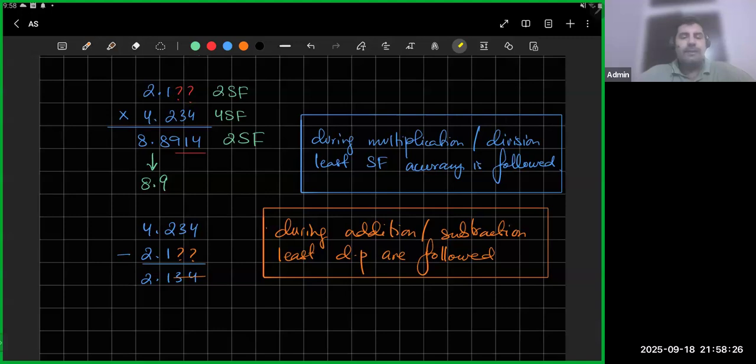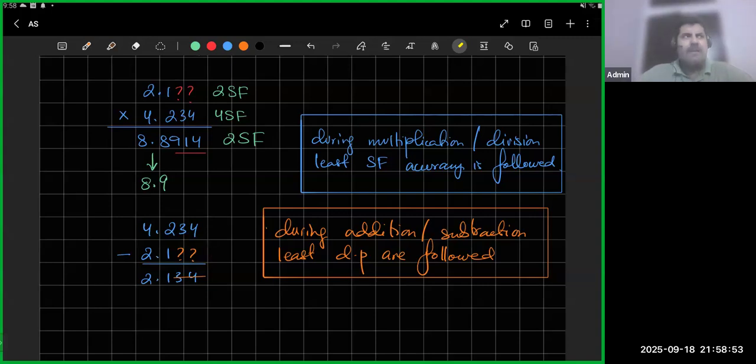But the problem is, during multiplication and division, you always follow this: if this is 2 significant figures and this is 4 significant figures, your answer should be written up till 2 significant figures. If you write it up till 4 significant figures, that is wrong. And during addition and subtraction, if one of them is 3 decimal places and the other one is 1 decimal place, you're going to write your answer up till 1 decimal place. Okay, so there are two simple rules.